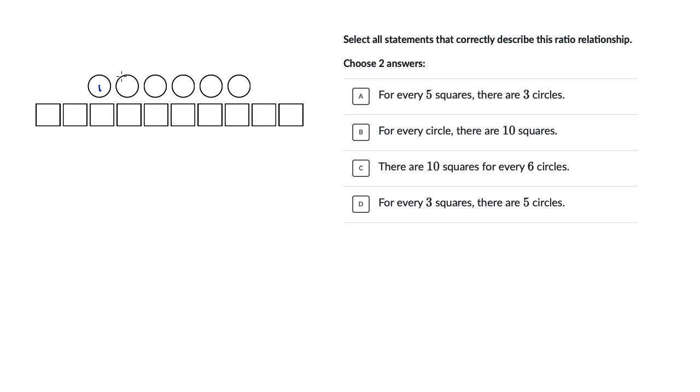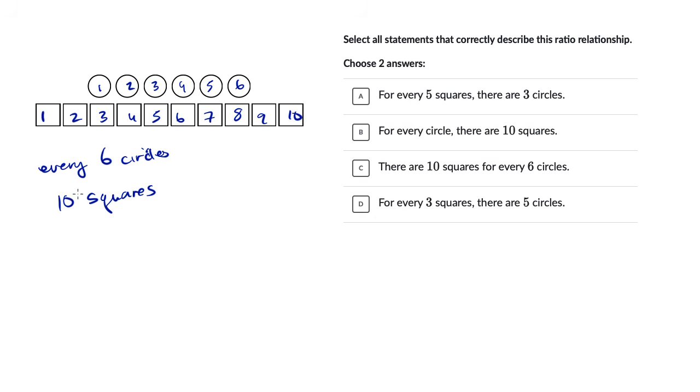We have 1, 2, 3, 4, 5, 6 circles, and we have 1, 2, 3, 4, 5, 6, 7, 8, 9, and 10 squares. So one way to think about it is, for every 6 circles, we have 10 squares. So let me write that. For every 6 circles, we have 10 squares. We could also write it the other way around. We could say for every 10 squares, we have 6 circles.